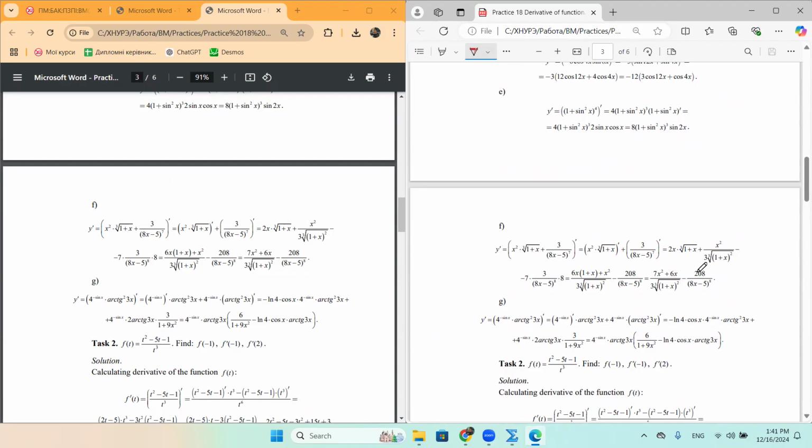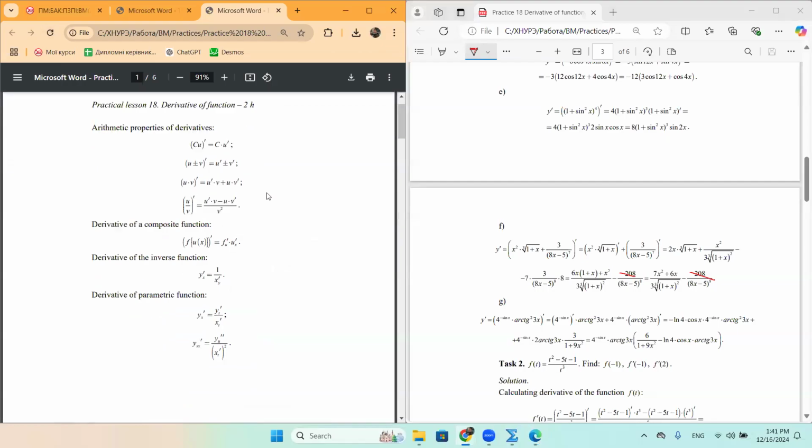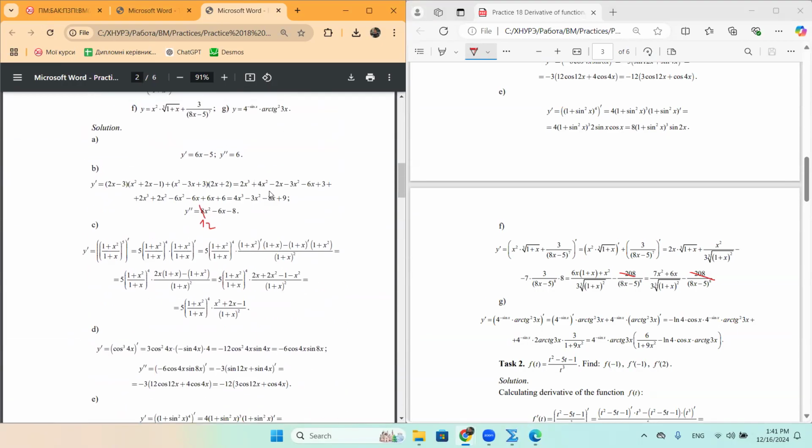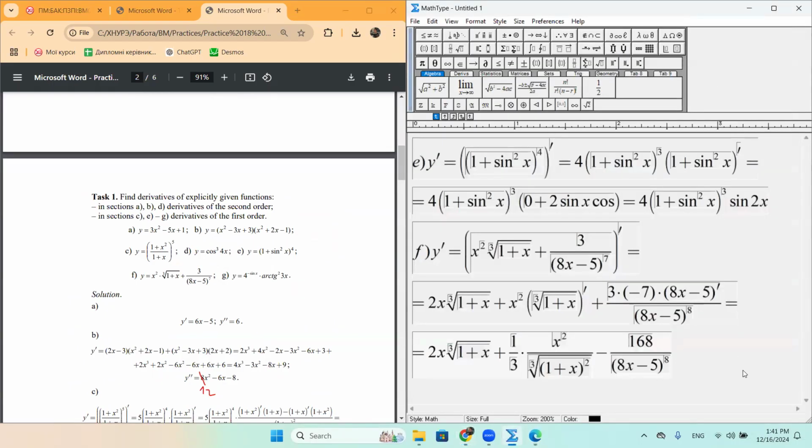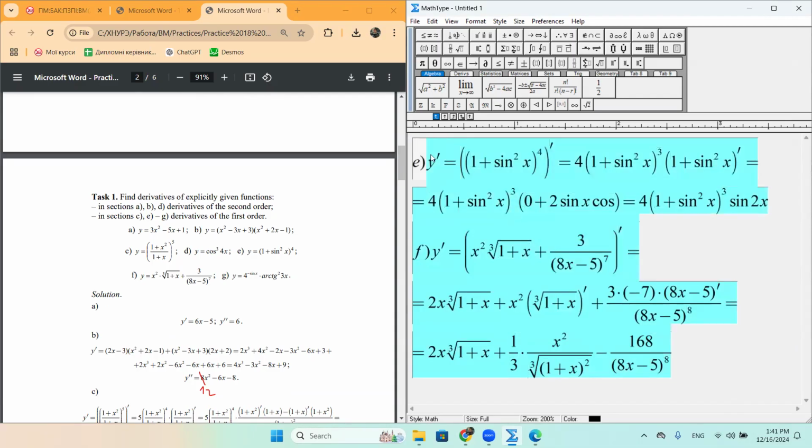Yeah, let me recalculate this. Yeah, 8 by 21 is 168, yeah, incorrect. Okay, maybe any questions about this task? Okay, no questions. So continue with calculating derivatives.